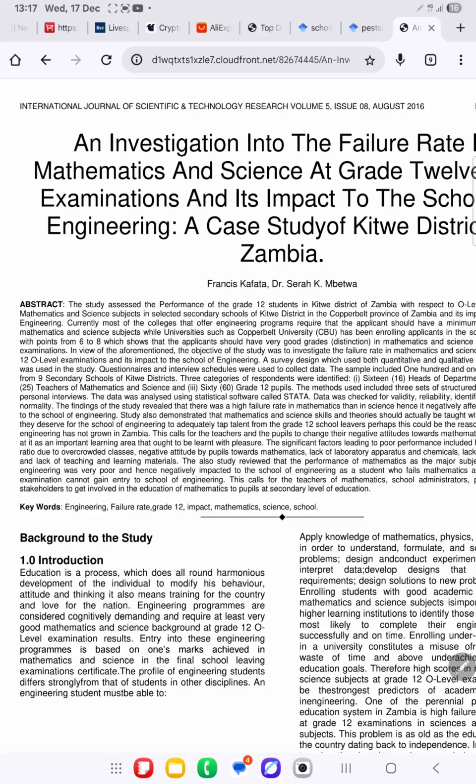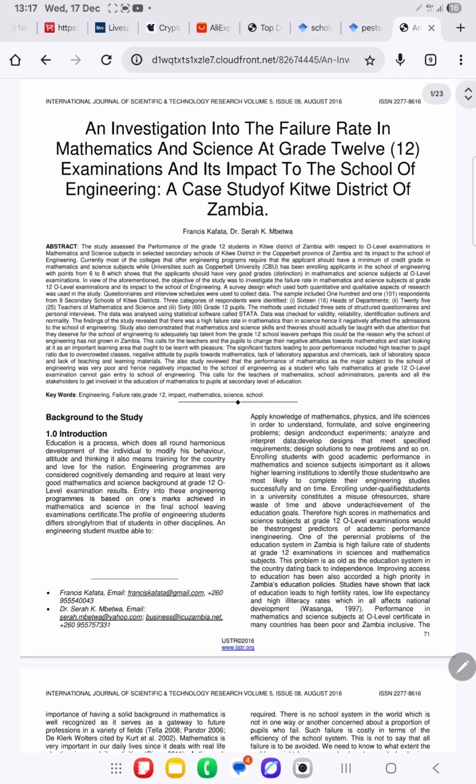So if you are paraphrasing your work, you get all the information here. You are not writing the exact words as they have written them here, but you are trying to bring in your own words to write it in a different manner. And then at the end, that's when you bring in the author, which is Francis Sikafata and Dr. Sarah Mbetwa. So you bring them in and put them in brackets. All right, so that's how you do it when you are paraphrasing.